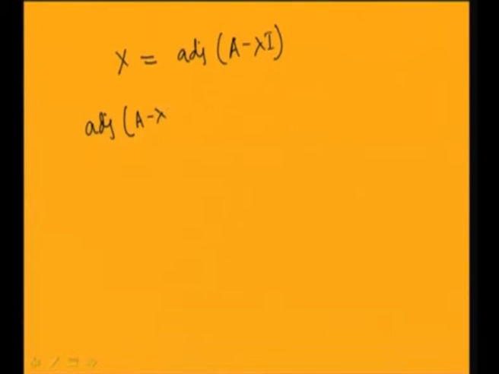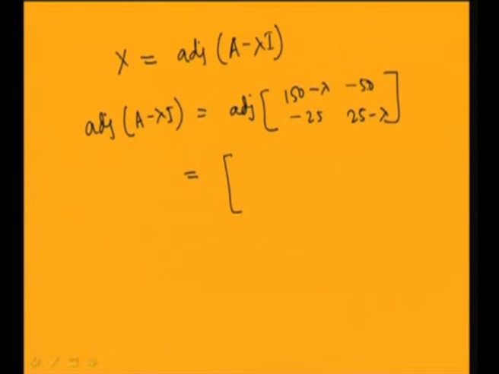equals, so I can write this as, A, already you know, so this is the adjoint of 150 minus lambda, minus 50, minus 25, and 25 minus lambda. So, the transpose of that gives 25 minus lambda, 25, 50, and 150 minus lambda. So, x you can obtain at lambda equal to lambda 1 by substituting lambda equal to lambda 1, which is equal to 15.6929. So, you can find the first mode.